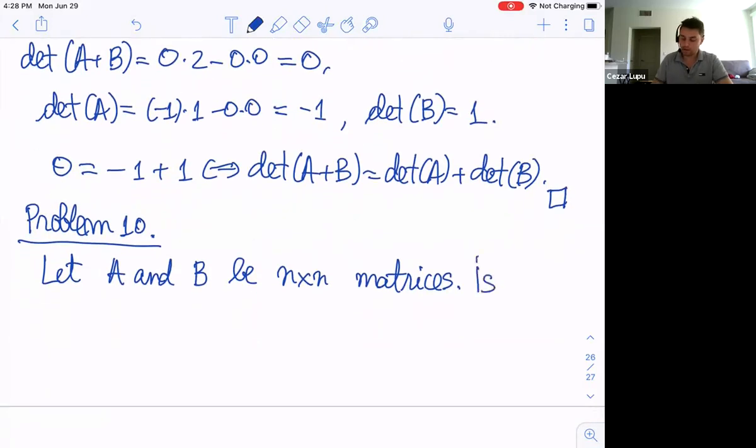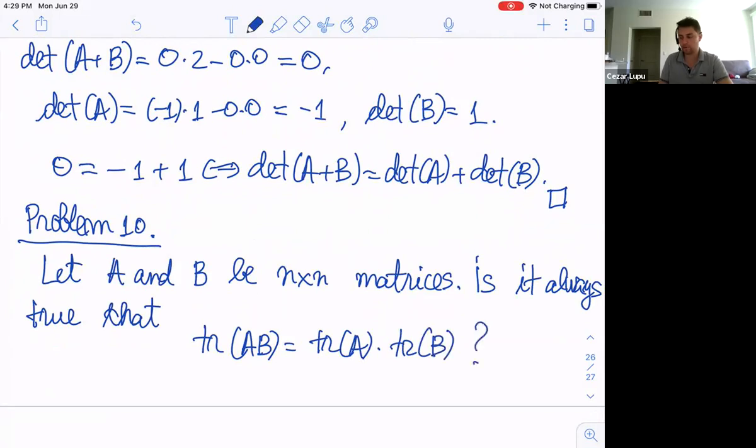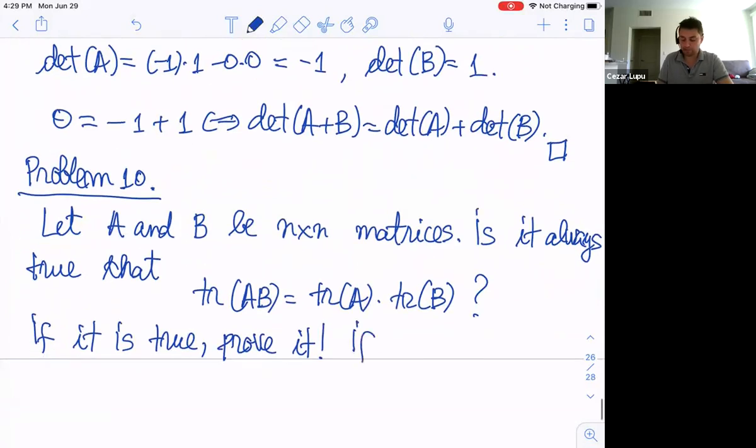And the question is: is it always true that the trace of AB equals the trace of A times the trace of B? So in other words, is the trace multiplicative? If it is true, prove it. If not, give a counterexample.